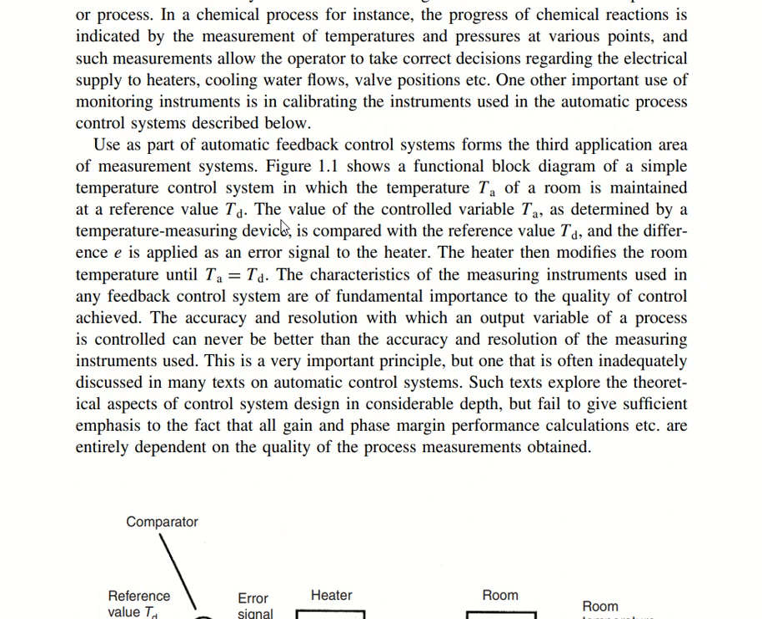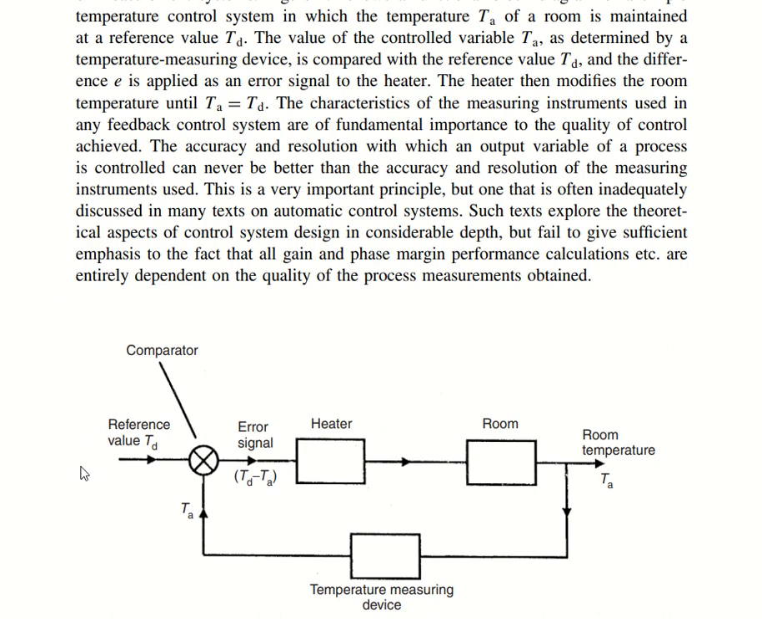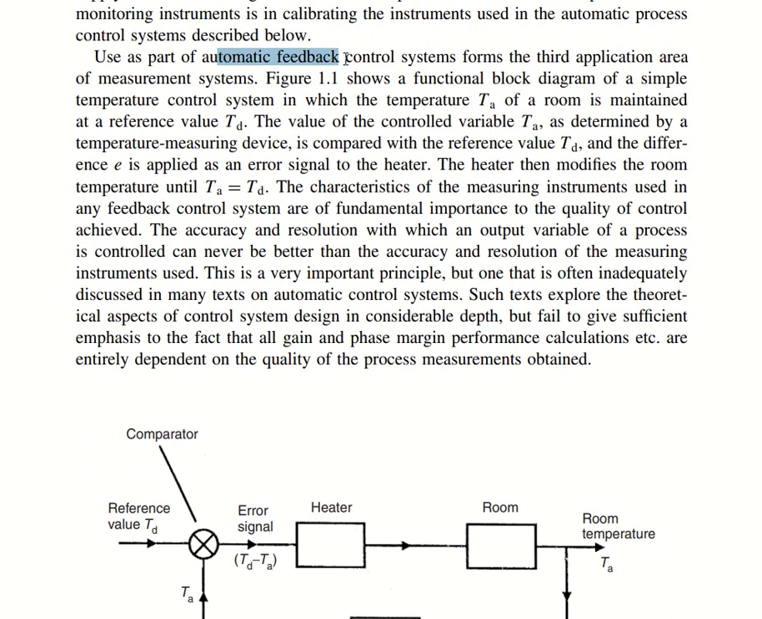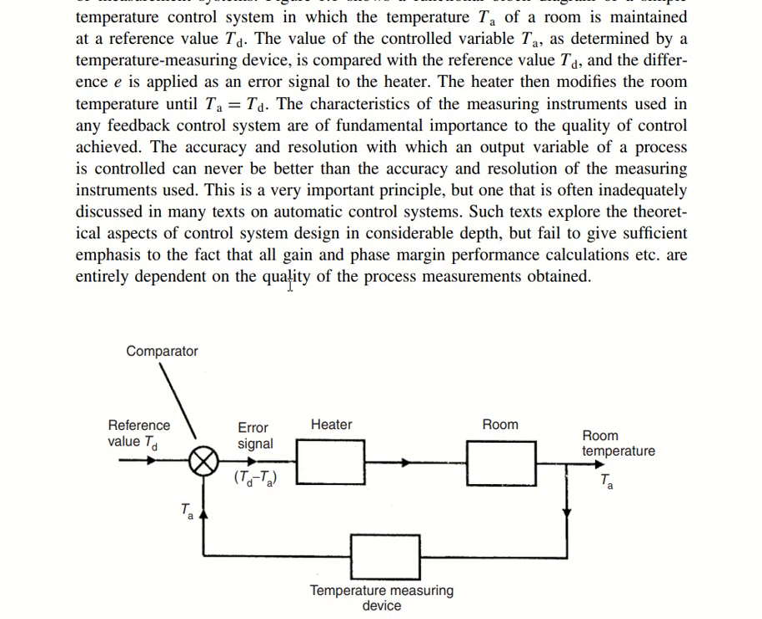And you might have heard about the automatic feedback system or closed loop system in some applications. We have shown the closed loop system here. You can see this, right? You can call it automatic feedback control or closed loop system. It is a simple temperature control system in which the temperature TA of the room is maintained at a reference value TD. So TD is the reference value, TA is the actual value. Okay.